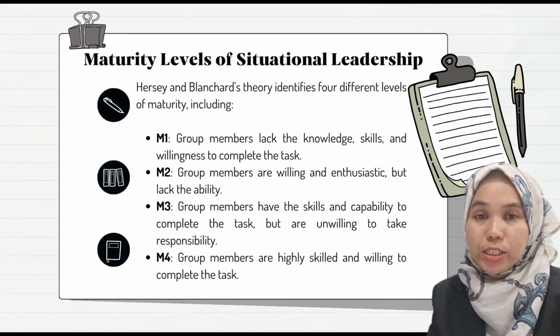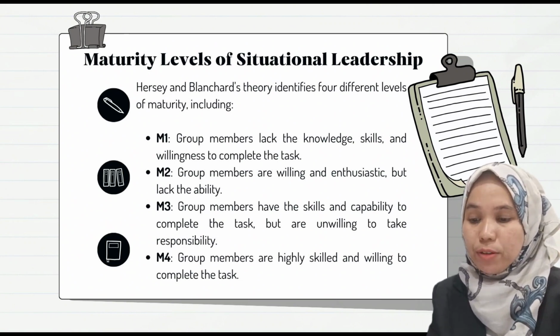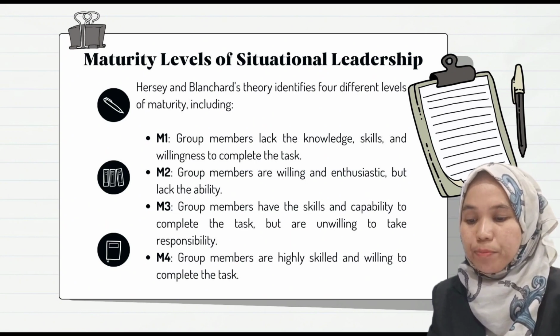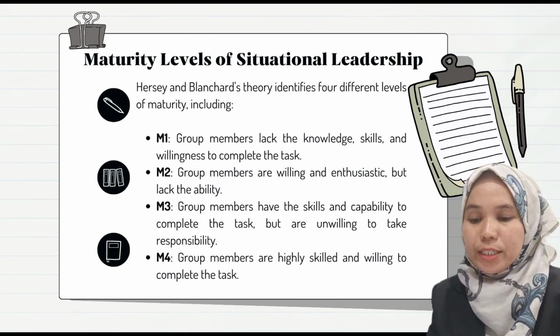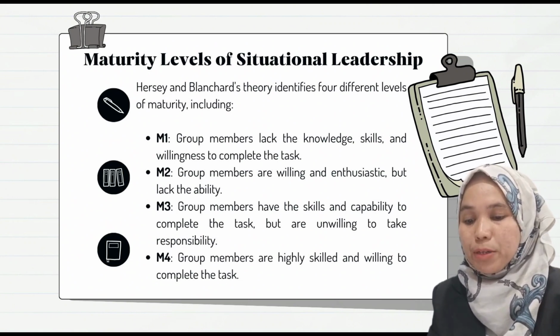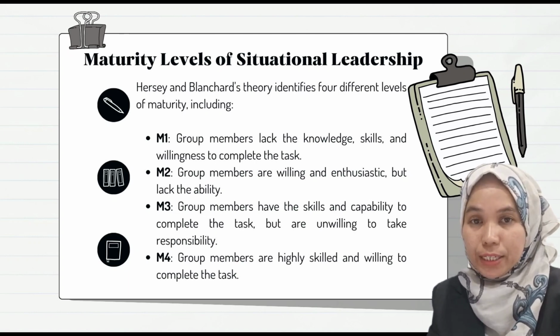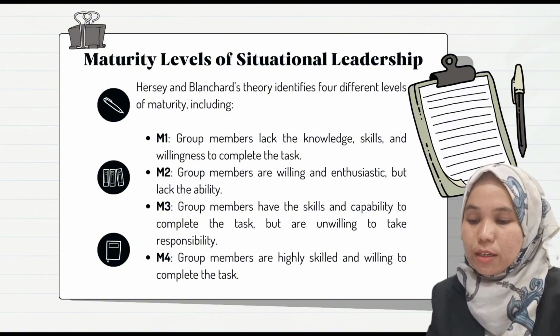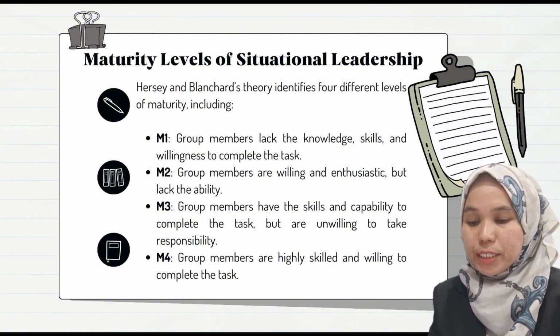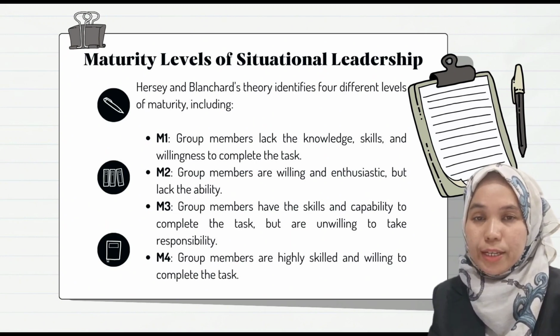Maturity level of situational leadership. Hersey and Blanchard's theory identifies 4 different levels of maturity. M1, group members lack the knowledge, skill, and willingness to complete the task. M2, group members are willing and enthusiastic but lack the ability. M3, group members have the skill and capability to complete the task but are unwilling to take responsibility. And M4, group members are highly skilled and willing to complete the task.